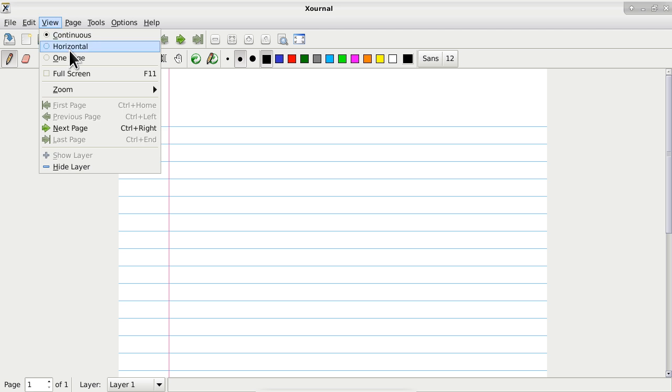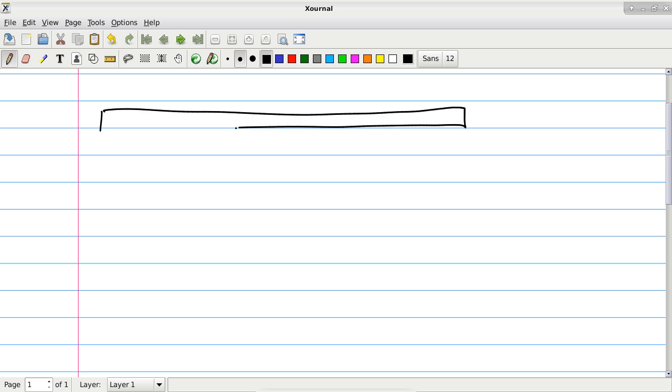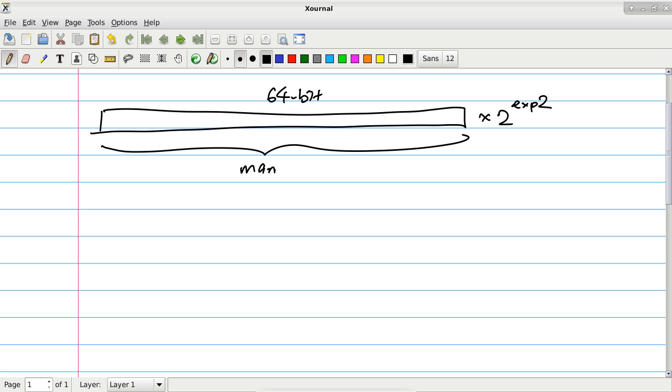Maximize and zoom to page width. There we go. All right, so what we end up with now is a 64-bit mantissa. It is a really long mantissa, 64 bits wide, and it is not normalized. In other words, the entire 64-bit unsigned integer is the mantissa, okay? But we also have an exponent in base 2, so we have 2 to the power of exp2.